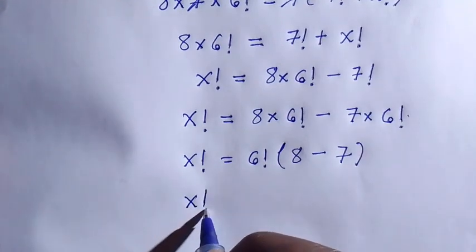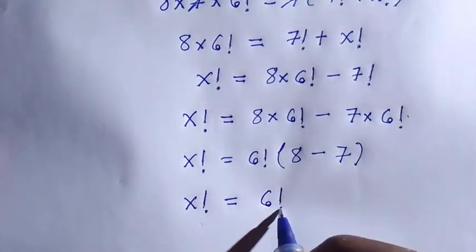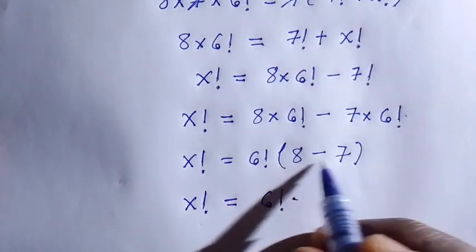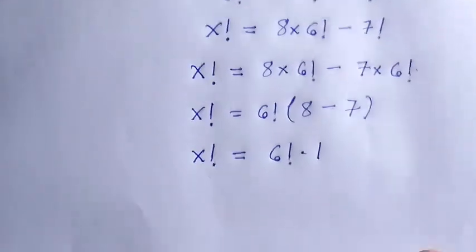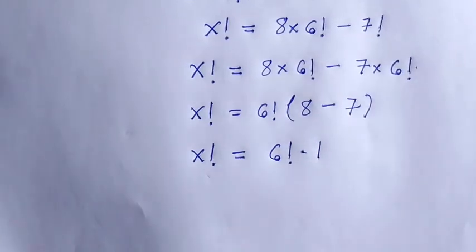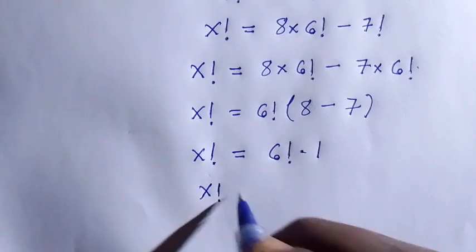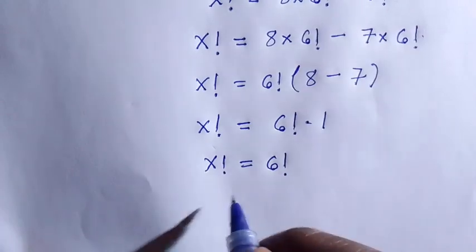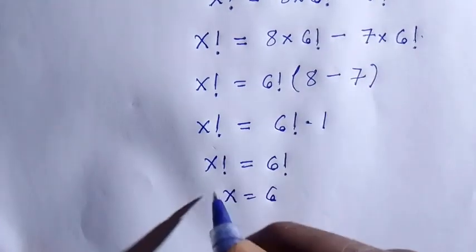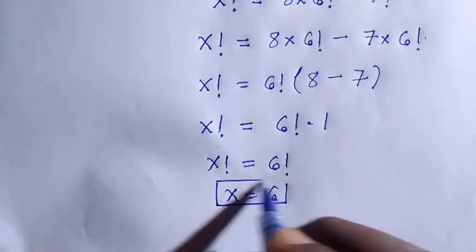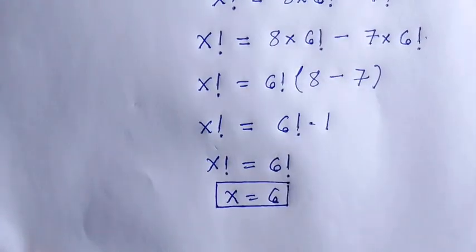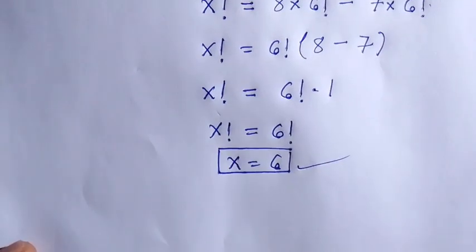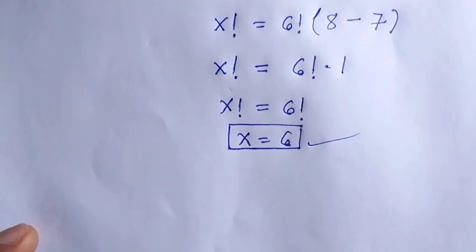Then x factorial equals 6 factorial multiplied by, we get this as 1. So by multiplying 6 factorial by 1, we still get 6 factorial. That is, x factorial equals 6 factorial, and by cancelling factorial, it shows that the value of x here equals 6. So we get 6 as the value of x, which means that 6 is the equivalent value of x for 8 factorial divided by 7 factorial plus 6 factorial to be equal to 7.